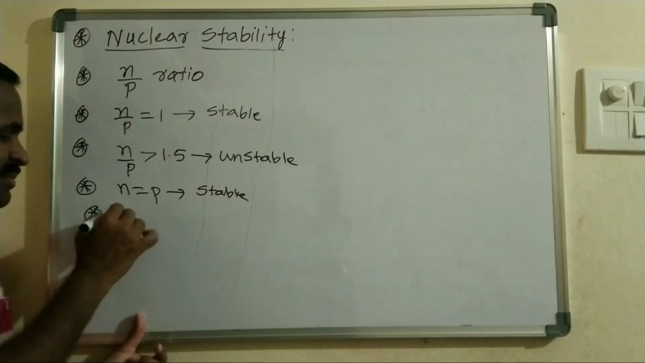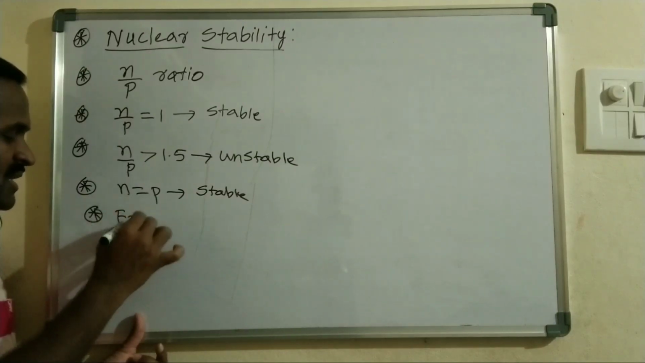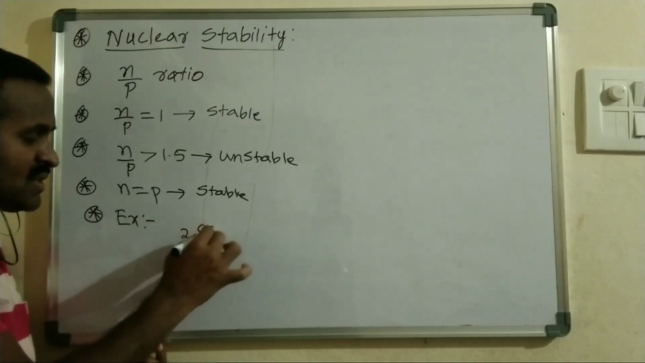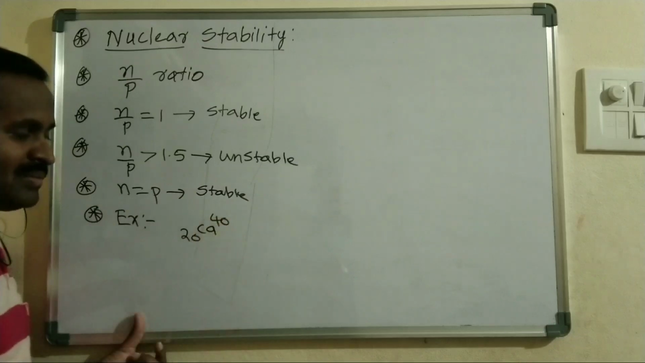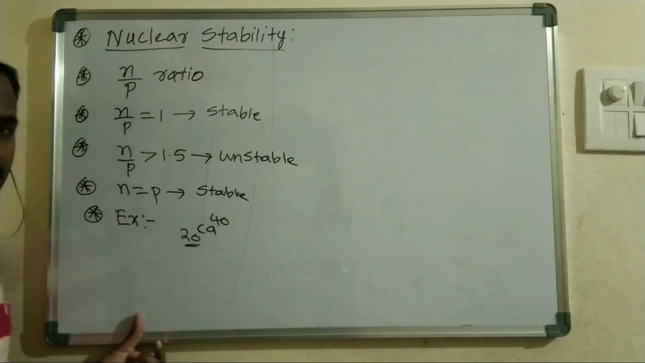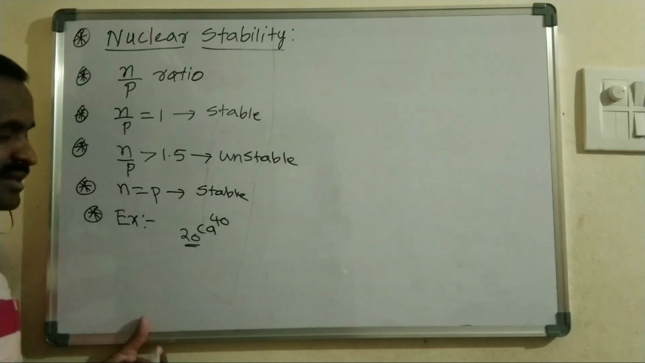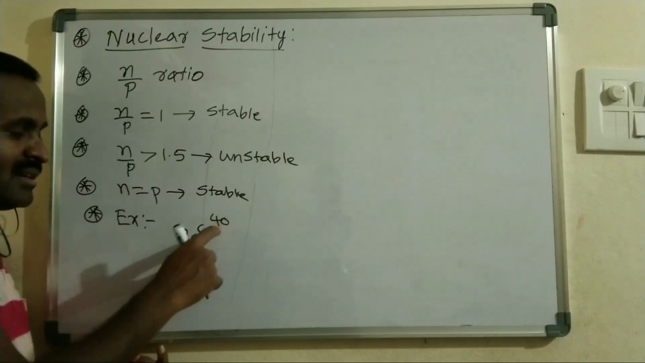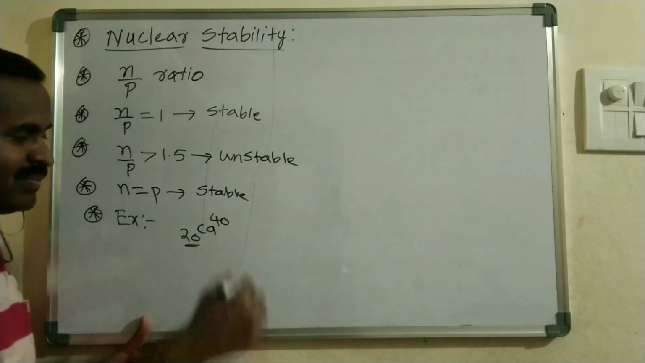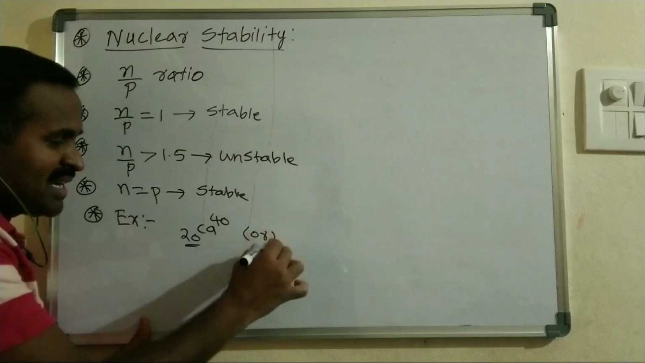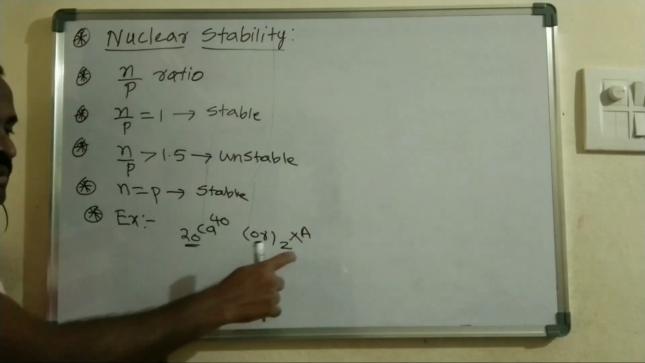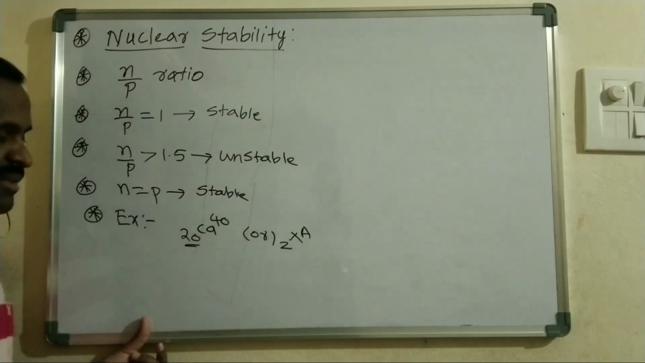Here I will take some examples to understand the n by p ratio. Here I am taking calcium 20, 40. Here 20 is the atomic number Z, Ca is the symbol of the element, and 40 is the mass number, which is simply represented as ZXA. Z is the atomic number, X is the symbol of the element, A is the mass number.